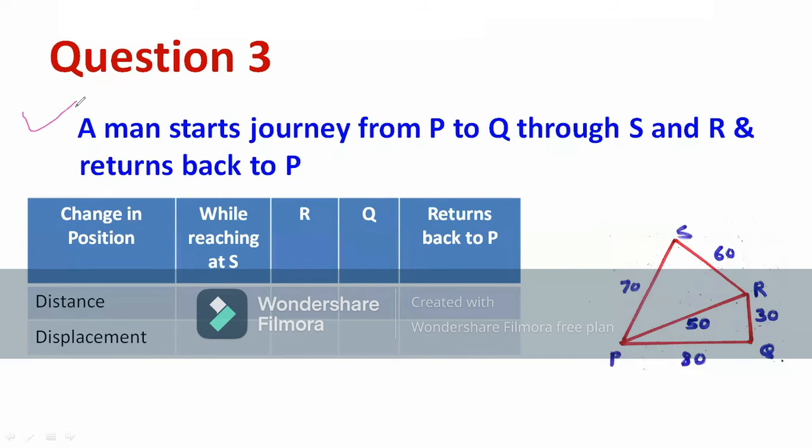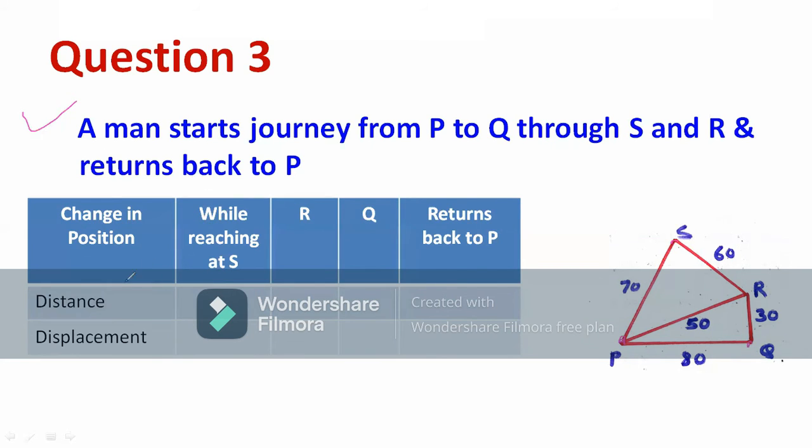Look at another question. A man starts the journey from the point P. Listen carefully. And he is traveling to Q through different positions like S and R. And finally, he is returning back to P. Now, understand the distances. All dimensions are given in meters: 70 meters, 60 meters, 30 meters, 50 meters, 80 meters. Do understand, do follow.